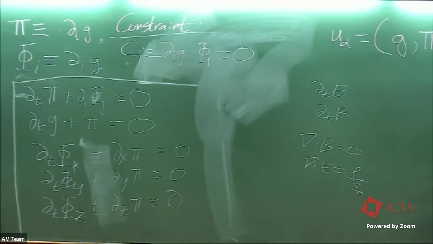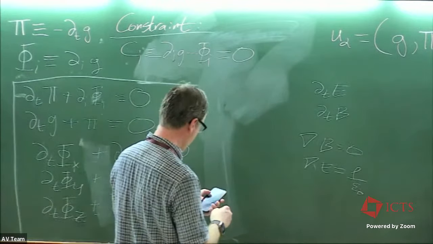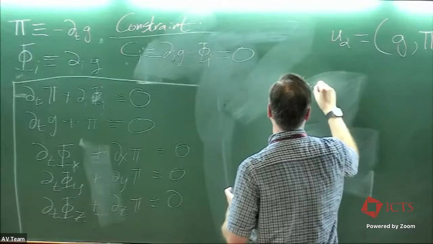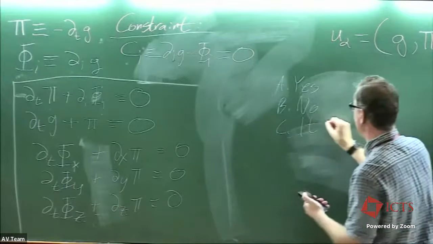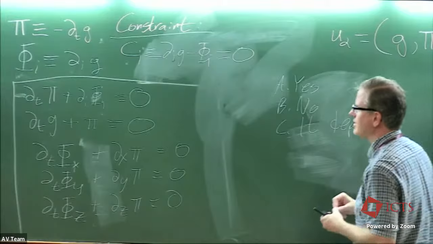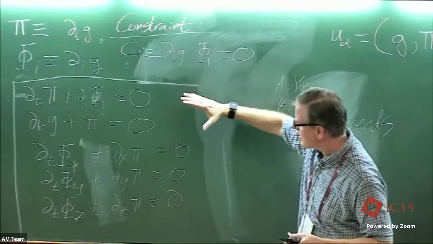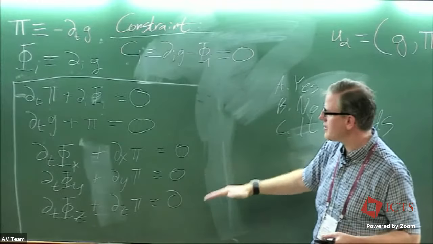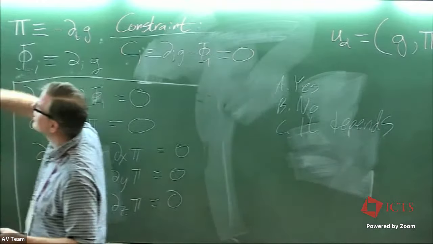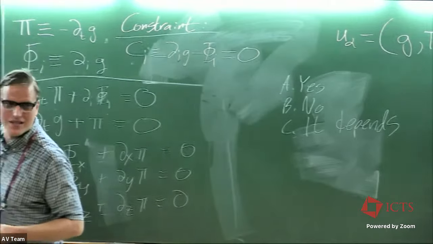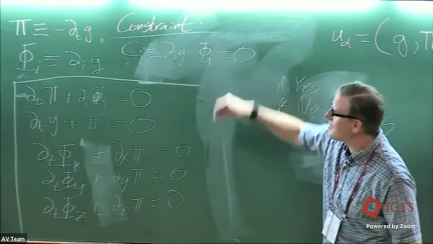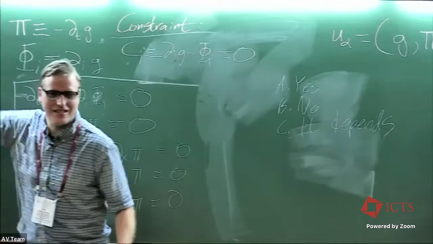Okay, so I have a question for you. The choices are going to be just A is yes, B is no, and C it depends. And the question is, don't worry about the constraint for now, if you take the scalar wave system of equations in first order form, as I've written it here, is it or can it be put in this general form or not? So let's think about that, and then we'll vote. Let me ask the question again, since I didn't write it down. Is this system of equations like this? Is it that form, yes or no?